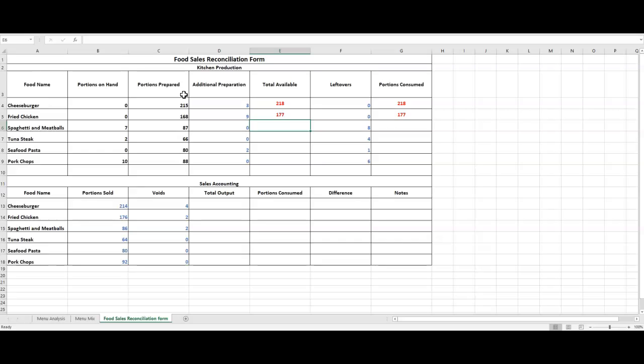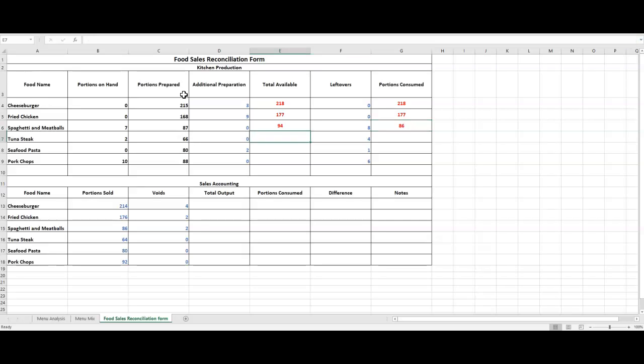All right, so when it comes to our spaghetti and meatballs, we already had 7 on hand, and then prepared 87, so that gives us 94. But if you look here at the end of the night, we had 8 leftovers. Those may be 8 that we can use for tomorrow that turn into portions on hand. Let's hope that's the case. But with that, we would subtract the leftovers to get our portions consumed. So 94 minus 8 leftovers gives us 86 portions consumed.